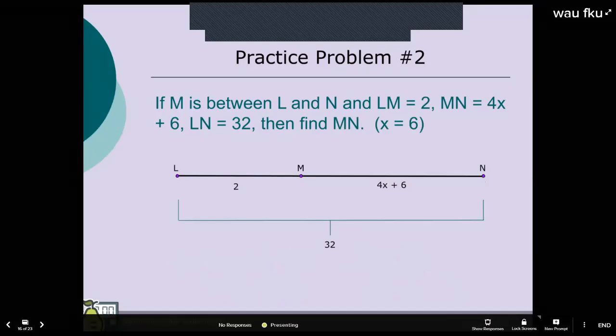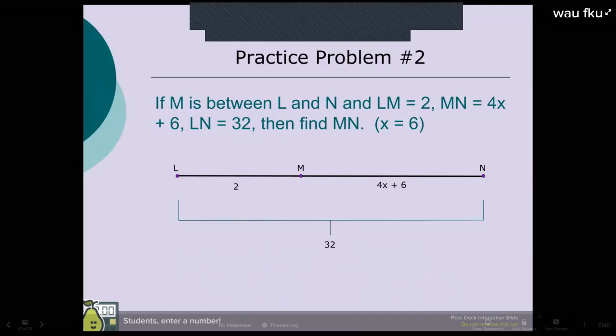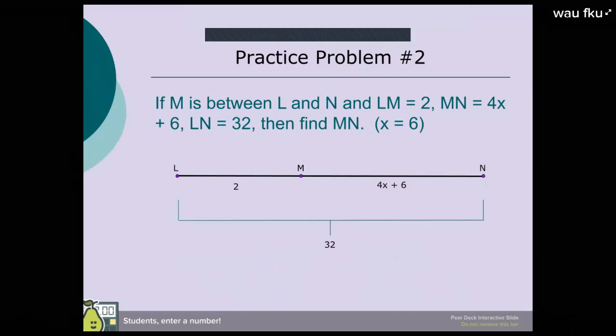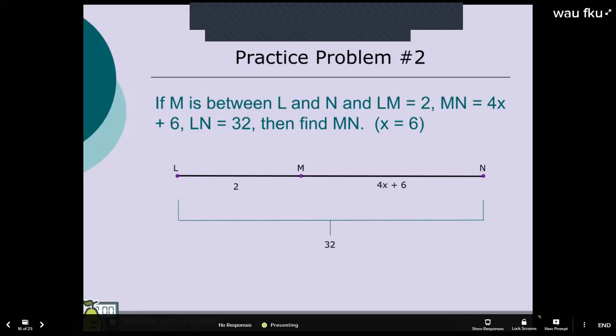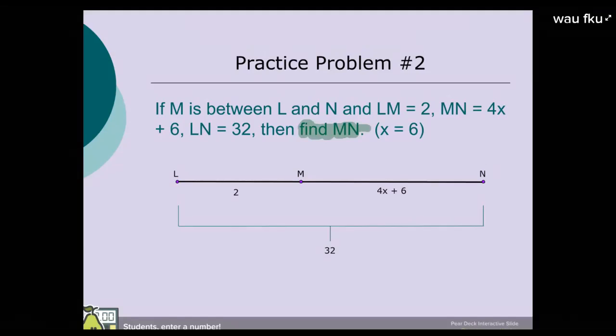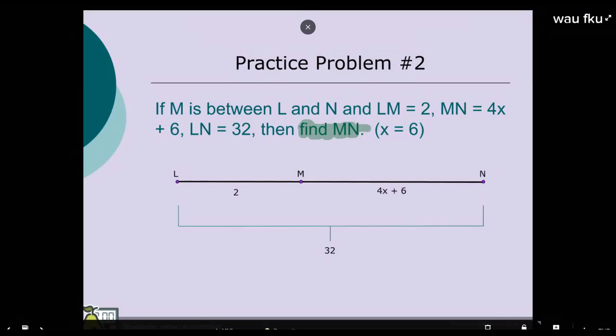Here's another one for you. If M is between L and N, and LM equals 2, MN equals 4x plus 6, LN equals 32, then find MN. And we know already x equals 6. This is the same problem from before, but notice it is different because this time you are finding MN. That's the part you're finding. And you already know x equals 6. So let's see how we do with this part of the problem. Basically, I took one of the problems from before and split it into 2 pieces. So let's see what we do with this one.